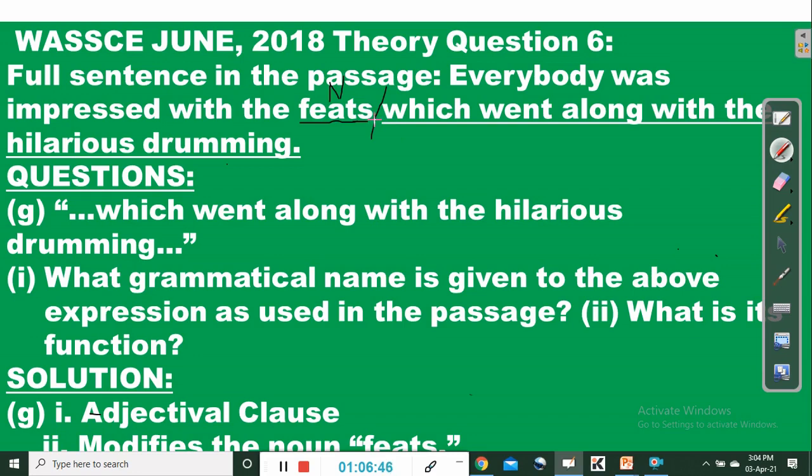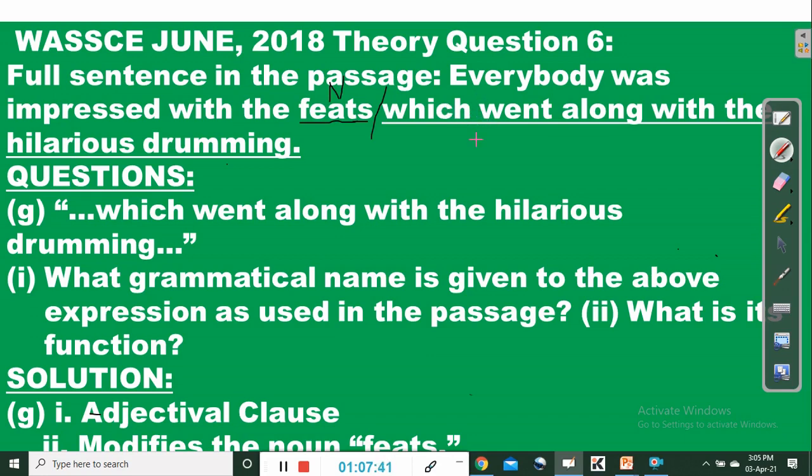All right, which feats? Now, anything that answers the question which is essentially an adjective or an adjectival phrase or an adjectival clause. If it is a single word, then it's an adjective. An adjective is a word that modifies a noun, but here it's not a single word, so it's not an adjective. If it is a group of words, then it is either an adjectival phrase or an adjectival clause, but here it is really a group of words. How do we differentiate between an adjectival phrase and an adjectival clause? An adjectival phrase is simply a fragment that doesn't contain a subject and a verb, but an adjectival clause contains a subject and a verb.